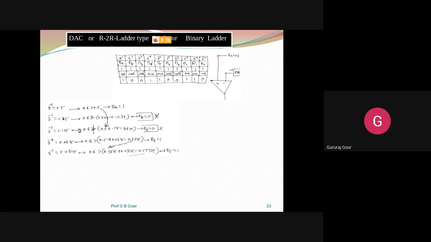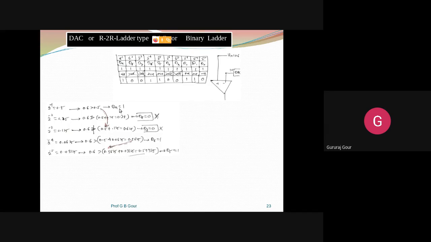So 2 to the power minus 3 will become the present weight for the D7 position. 2 to the power minus 3 is 1 by 8, which gives 0.125. This is the present weight at D7 position. Now this present weight you have to add cumulatively with the weight where the last bit was set, not reset, set.